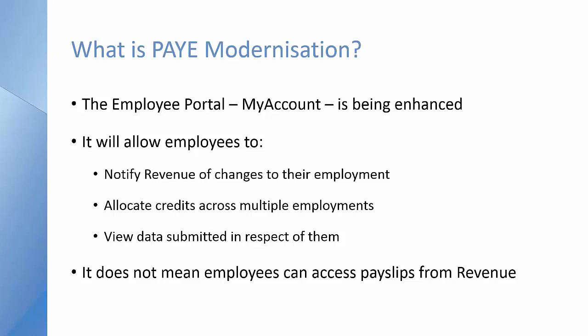Employees will also have their own online portal with Revenue through which they can tell Revenue about changes in their employment, in other words departures and commencements. Through this portal they will also be able to allocate credits across multiple employments if they choose to do so. At any stage, employees through the Revenue login can view what data their employers have submitted in respect of them. They won't quite see pay slips, but they will see a version of pay slips, a statutory pay and deduction statement, so to speak.